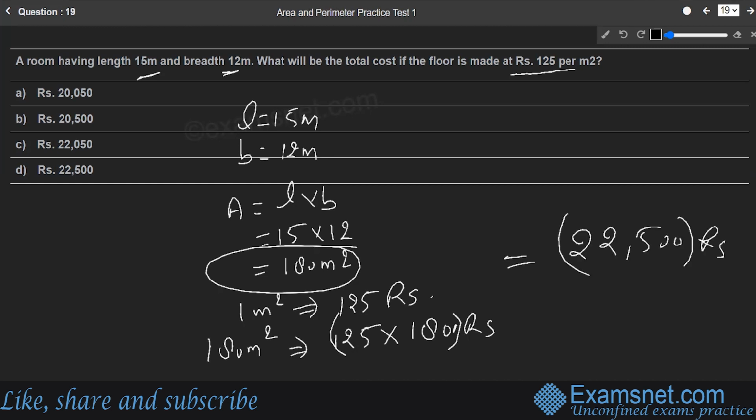So that is the ultimate price, the total cost of the floor to be made, 22,500. It is available in option number D, which becomes the right answer.